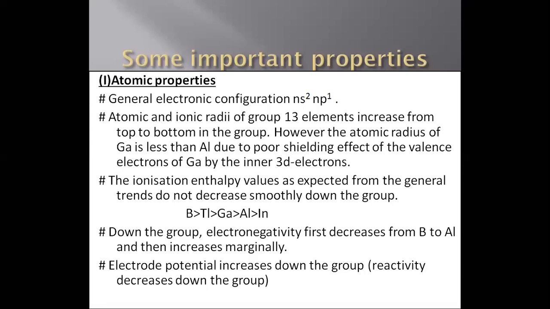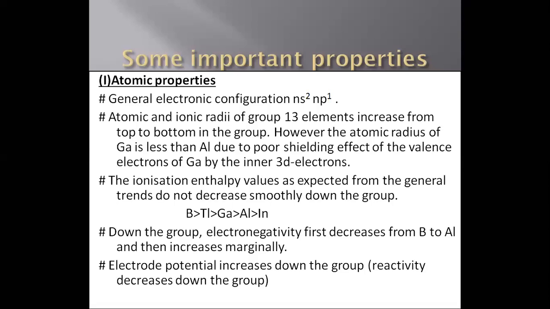Boron is greater than thallium. Thallium is greater than gallium. Gallium is greater than aluminium. Aluminium is greater than indium. Here you can see the trend between indium and thallium. As thallium has the f electrons entering, there is less shielding effect because of the f electrons. That is the reason the s electrons show more inert pair effect, and that is why thallium has more ionization enthalpy than indium.